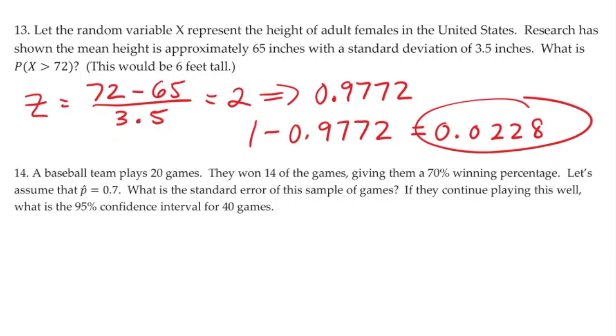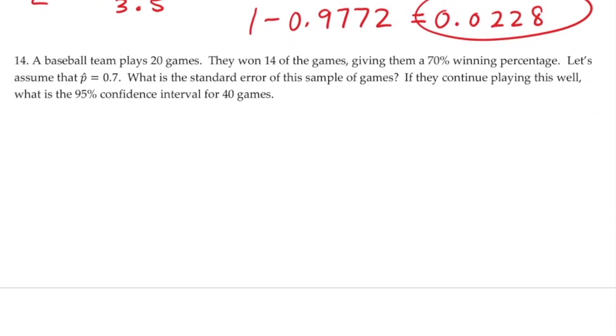Number 14. A baseball team plays 20 games. They won 14 of the games, giving them a 70% winning percentage. Let's assume that p hat is 0.7. What is the standard error of this sample of games? Also, another question, if they continue playing this well, what is the 95% confidence interval for 40 games? So the first 20 games are a sample.